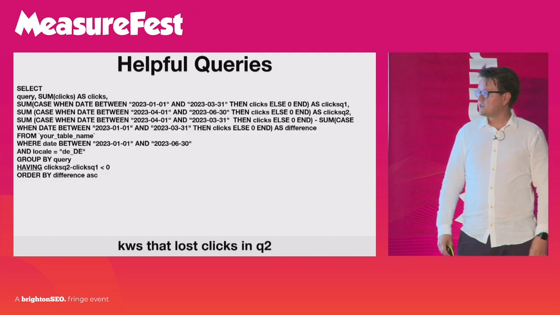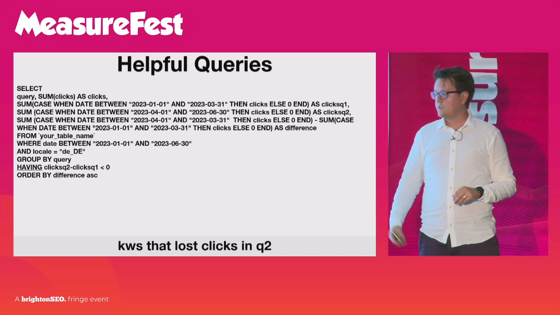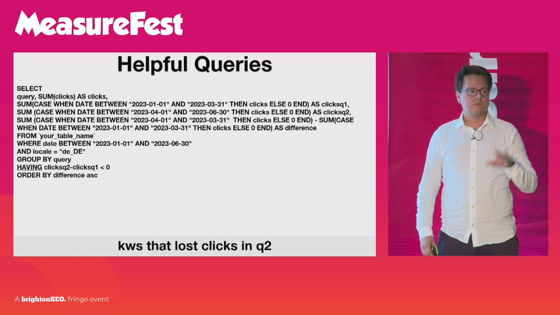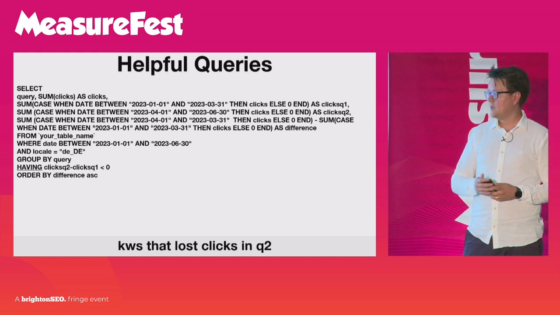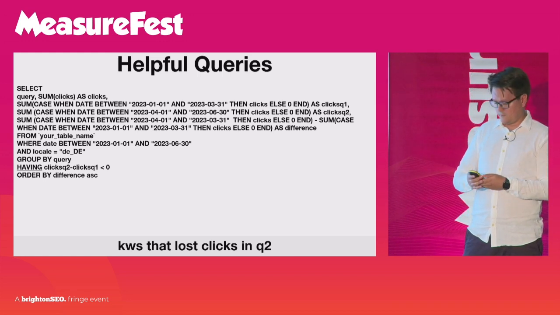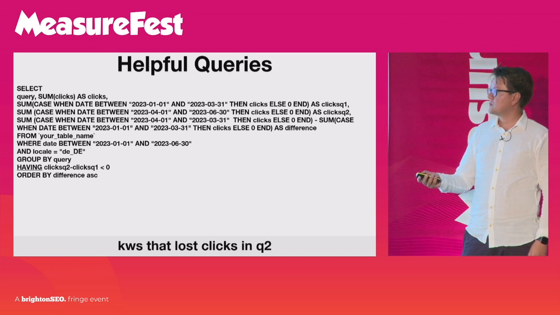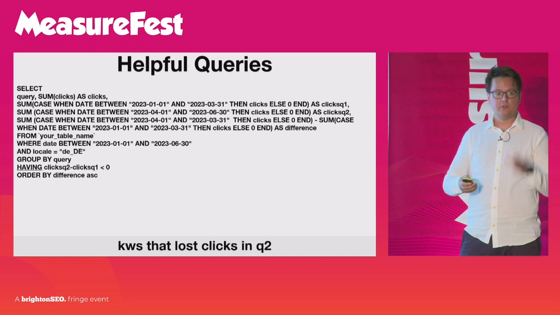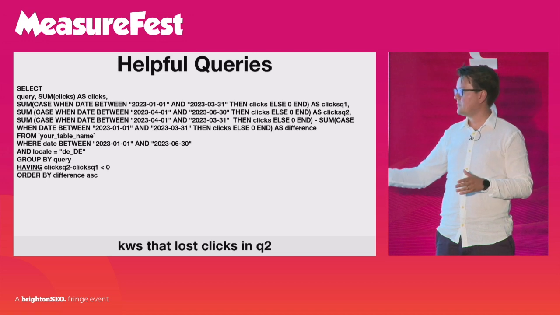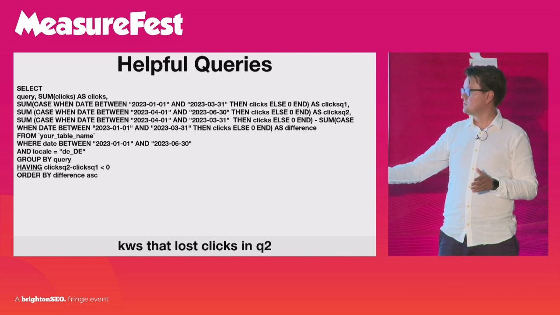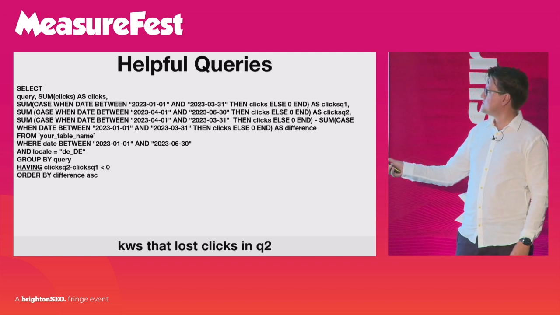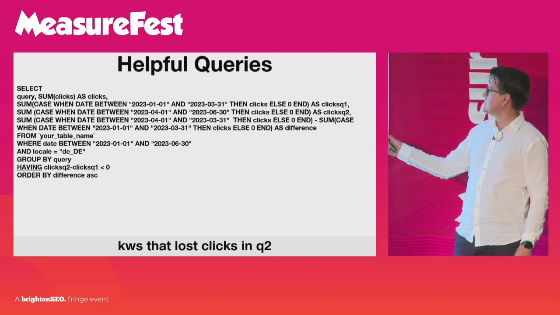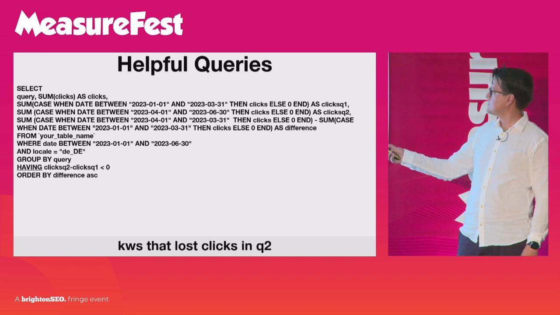Now this one is a little bit more scary, but we go step by step. This is for you to understand the keywords that lost clicks when you're comparing 2 time periods. The first field is the query, of course. Then you sum clicks as clicks, so you have the full time period. Here we have from January 1st to June 30th. And then here I'm just doing a subtraction. So this is Q1 clicks, this is Q2 clicks, and this is the subtraction between them.